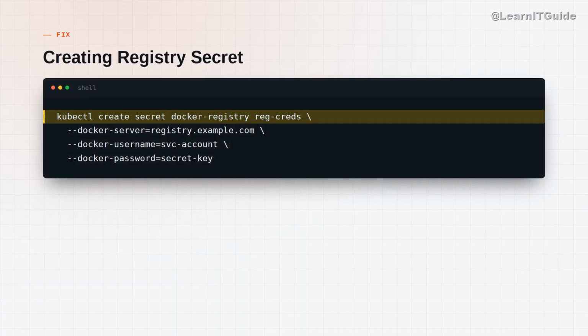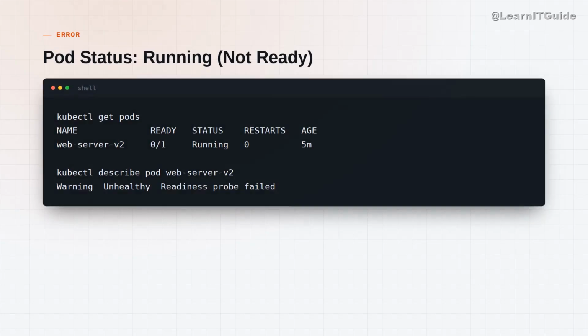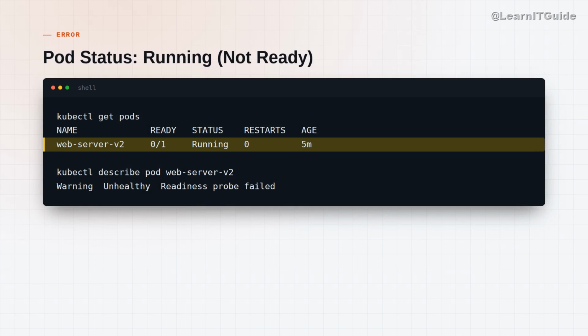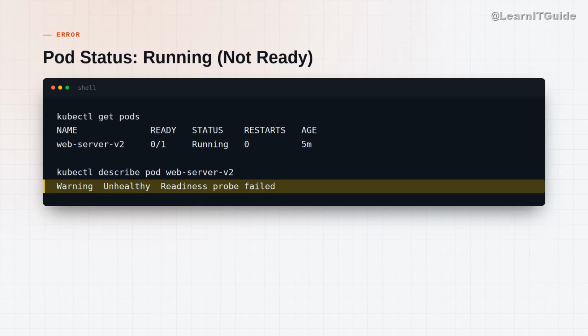The fix is to create a Docker registry secret and link it to your service account. Once that secret is in place, update your deployment to reference it in the image pull secrets field. Then the node can authenticate and pull the image. Scenario 4. The pod is running, but it is not receiving traffic. You see 0 of 1 ready. When you describe the pod, you see the readiness probe is failing.